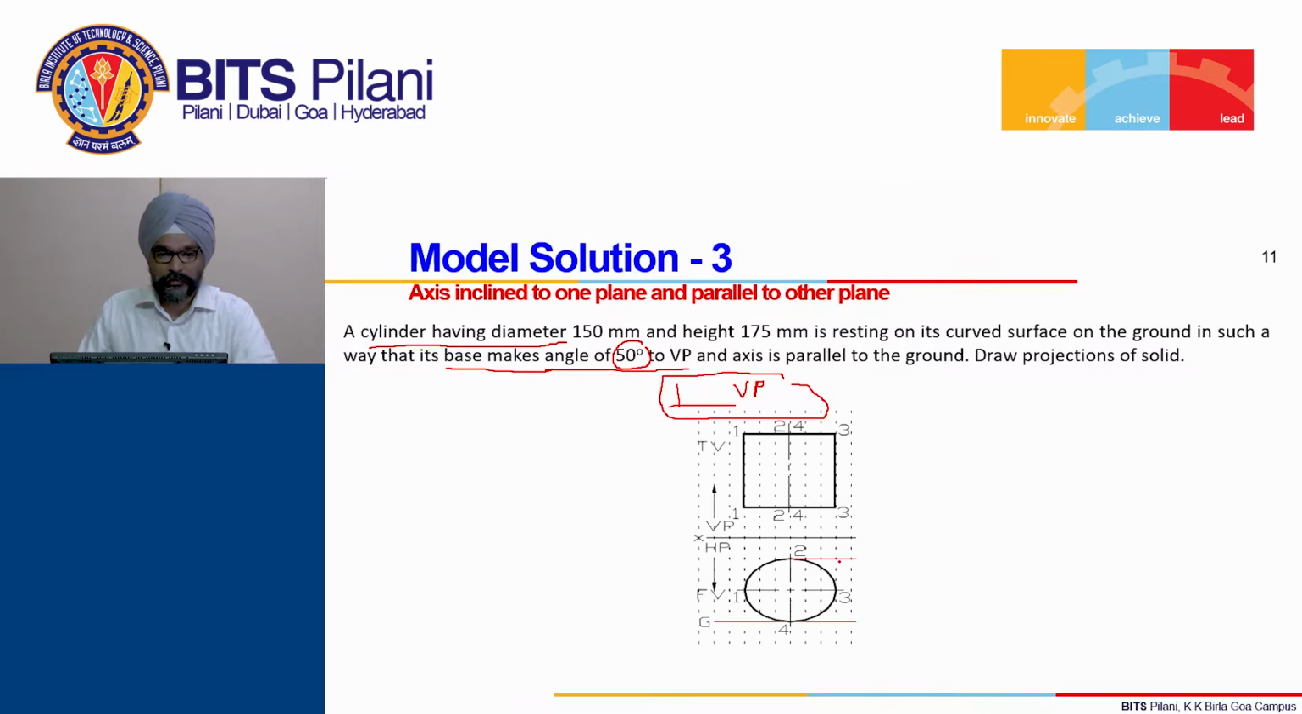So this is how we shall draw. The true shape, that is the circle, we have drawn here as the true shape of the base, and the corresponding top view is here. Please note this nomenclature used in our book. It is simply, it does not say that, so this is VP.